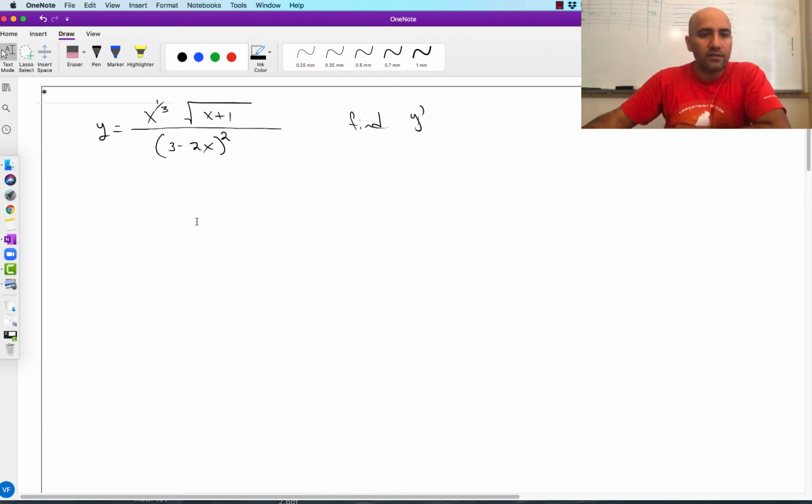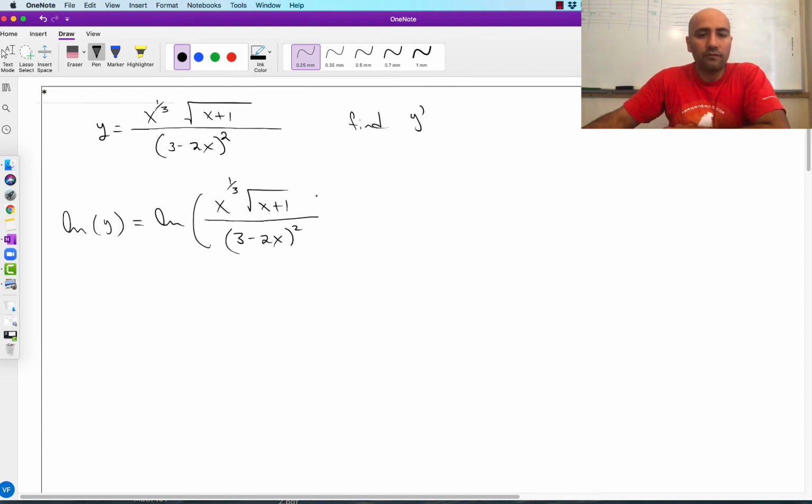Okay, so now let's try this really hard function. Given that y equals this crazy ugly thing, find its derivative. What we want to do is take advantage of all the awesome properties of logs. So to solve this one, I want to apply ln to both sides. So ln of y, and then this whole thing in the argument of ln: x to the 1/3 power, square root of x plus 1, 3 minus 2x to the power of 2.